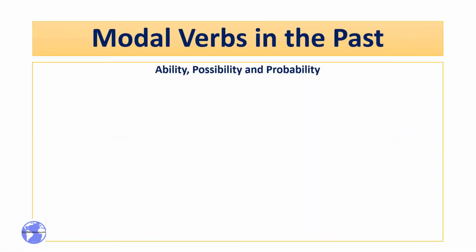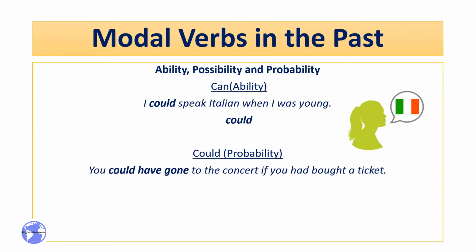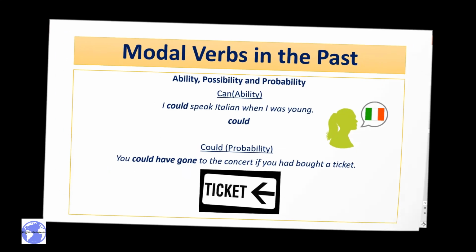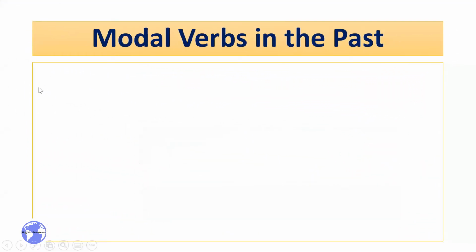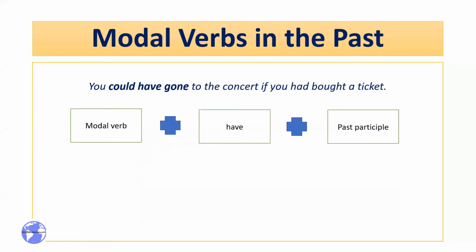Ability, possibility, probability, we can use in the present form, but we use could in the past. I could speak Italian when I was young. If we refer to probability, we use could in this way. You could have gone to the concert if you had bought a ticket. So to formulate a modal verb in the past, we use the modal verb could with have and the past participle.